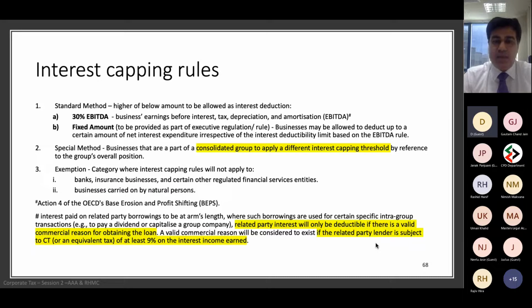Next, there is an exemption which is given very clearly, because interest is a major factor for those businesses. One is banks, insurance businesses, certain other regulated financial service entities, and business carried on by a natural person. So for a natural person also, the 30% cap is not there. If there is any sole establishment kind of category, then again the 30% EBITDA cap we referred to will not apply. So this is where there's a differentiator. You have a standard method, you have a special method, and you have an exemption given from an interest capping rule perspective.